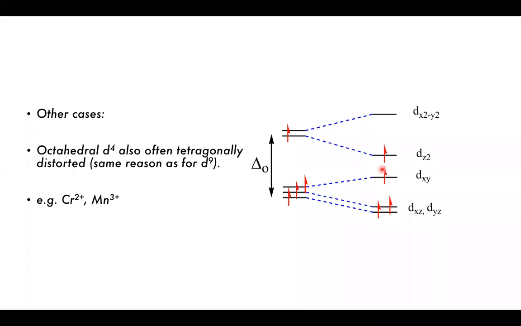So other cases: we have an octahedral D4, which is often tetragonally distorted. The reason for this is the same as for the D9 case. This is chromium 2 plus and manganese 3 plus.